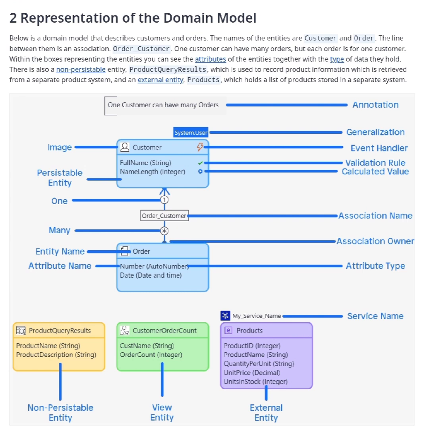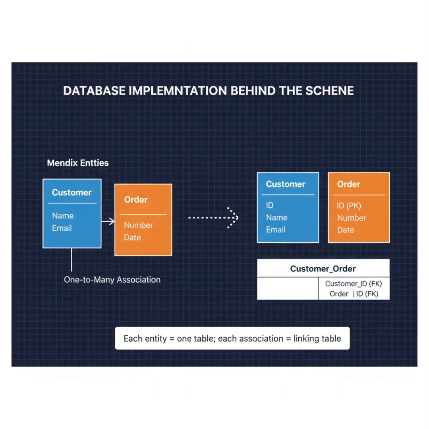Precisely. It shows the domain model isn't just a picture. It's a detailed configuration of data structure, behavior, and constraints, all defined visually. Which leads us perfectly into the mechanics. We've designed this beautiful, intelligent blueprint. How does Mendix actually turn this into functional storage when the application is running? What happens behind the scenes?